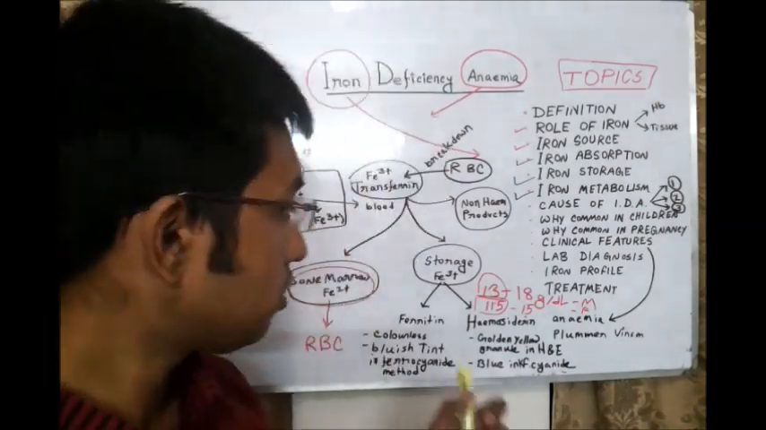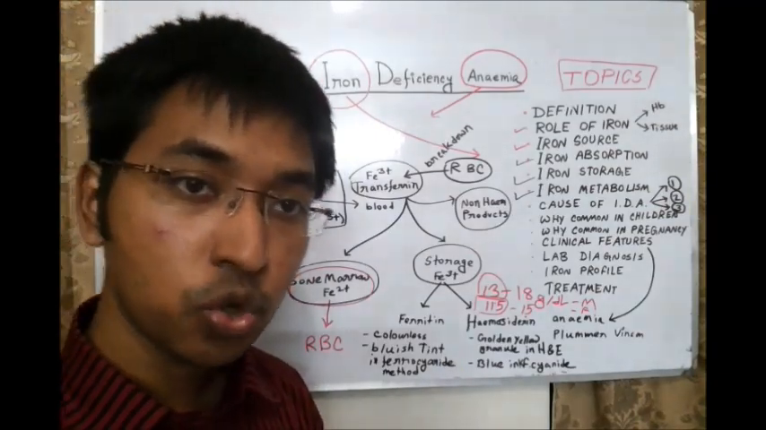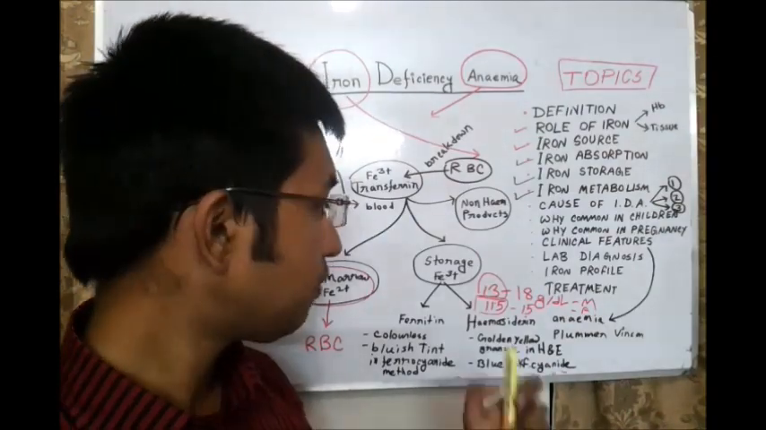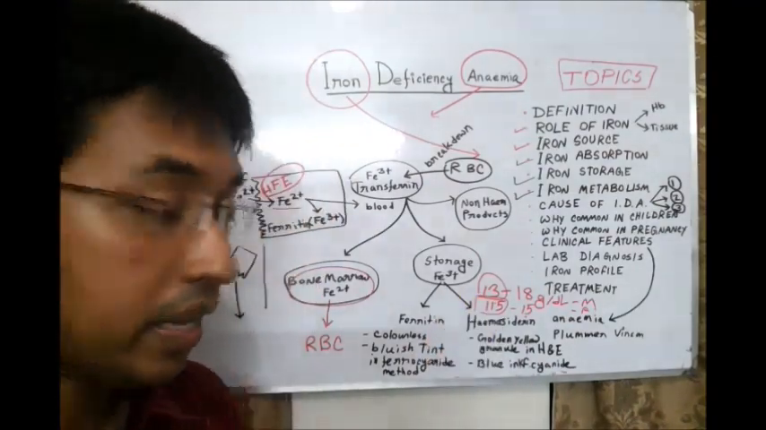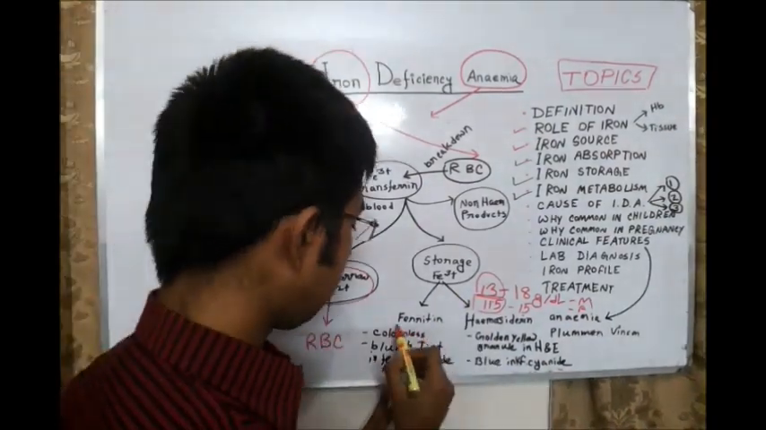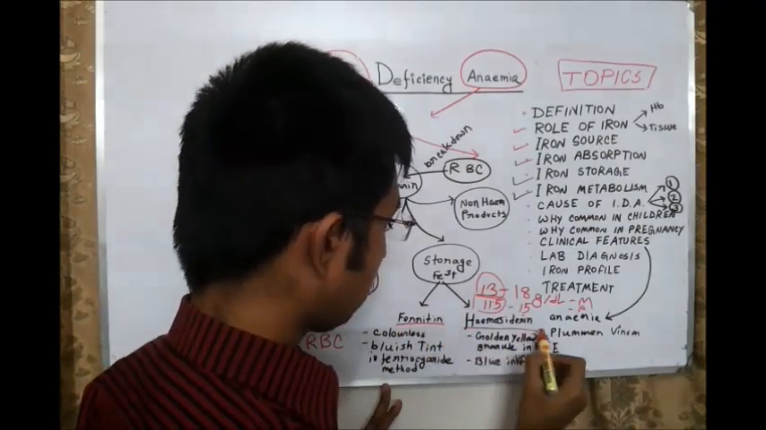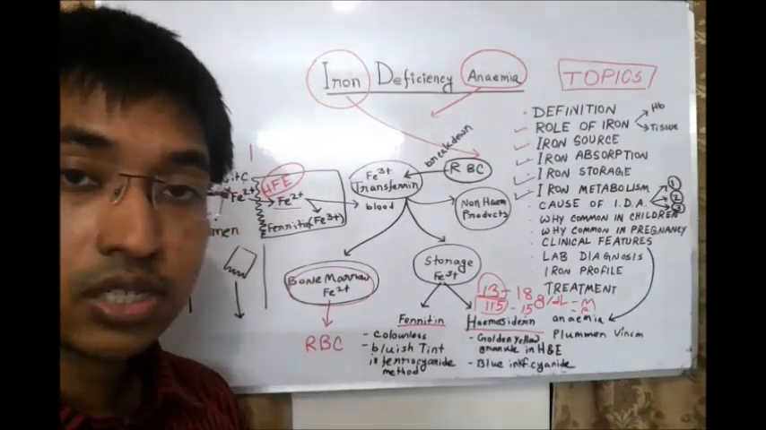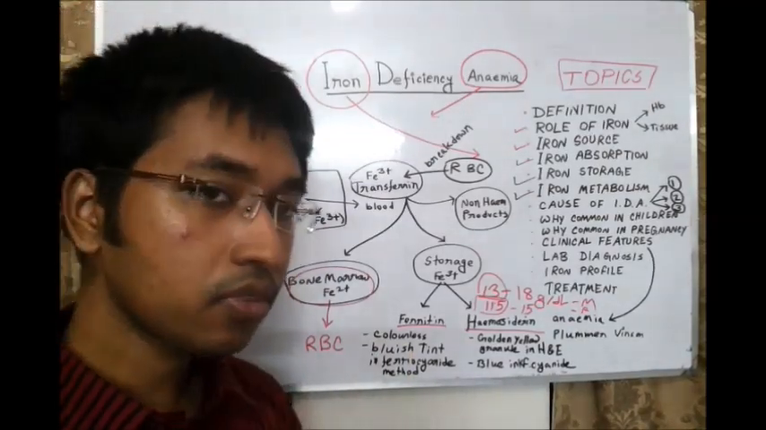Okay, so in the tissue, iron can be stored in 2 ways. Both of them contain iron in ferric Fe3+ form, but their names are different. One is ferritin and one is known as hemosiderin. Okay, so let's first discuss ferritin.